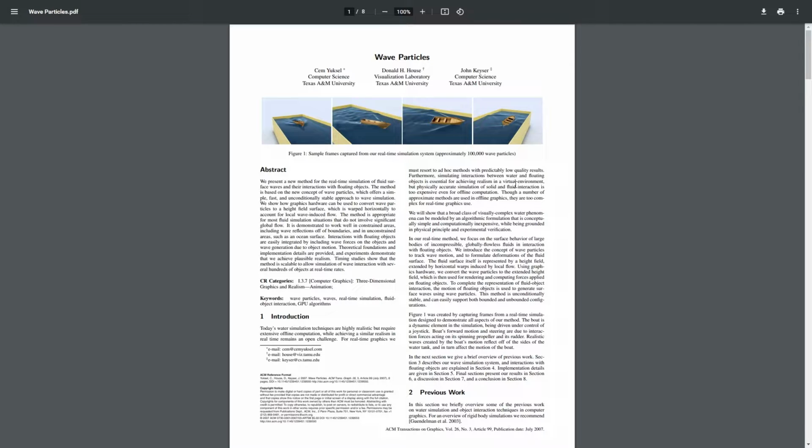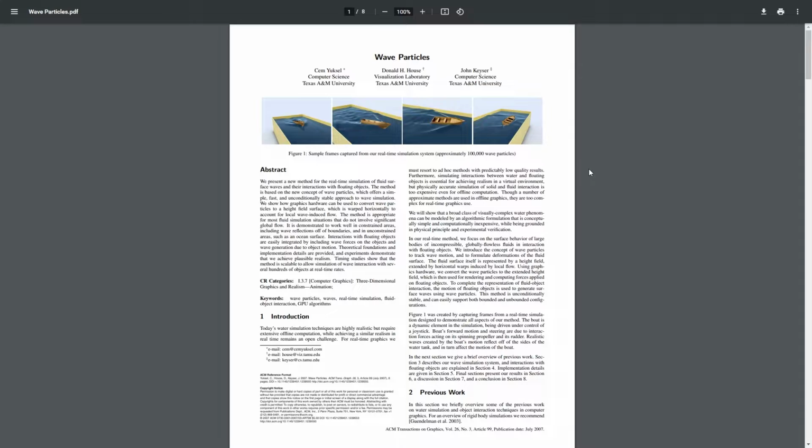So this is a paper from some researchers at Texas A&M University, and it's titled Wave Particles. And this is a bit of an older paper. However, because of that, their computations are a bit simpler, and I thought it might be a bit easier for me to grasp and actually get something implemented.